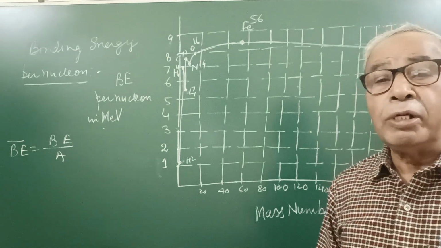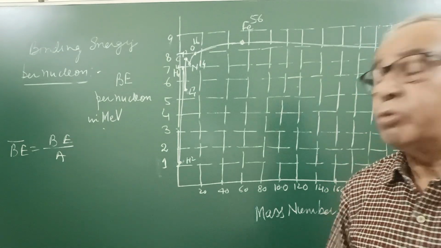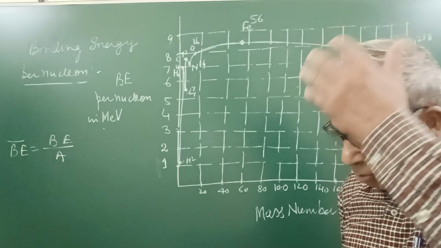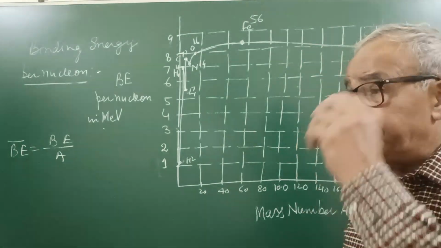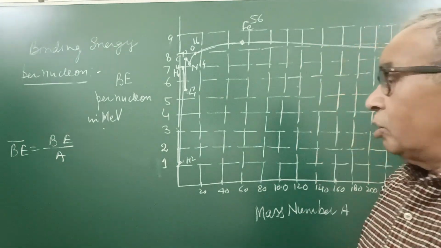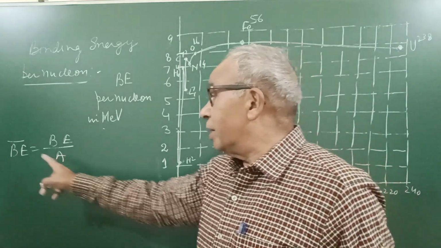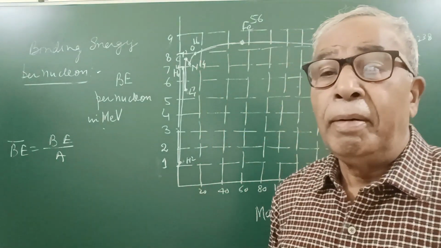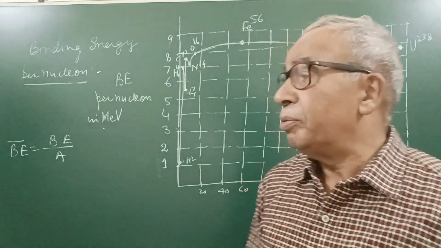Once there was a question: define binding energy, what is binding energy per nucleon. So total binding energy divided by mass number A is called binding energy per nucleon.